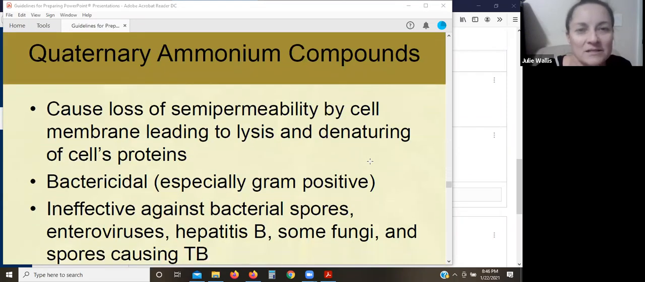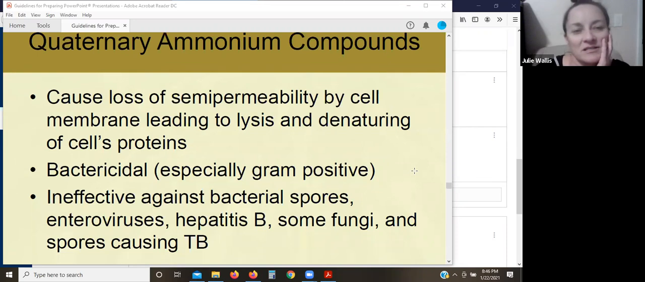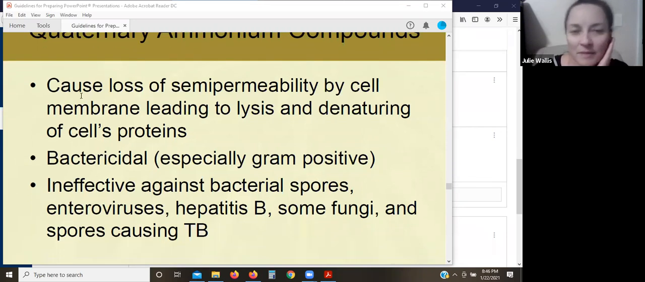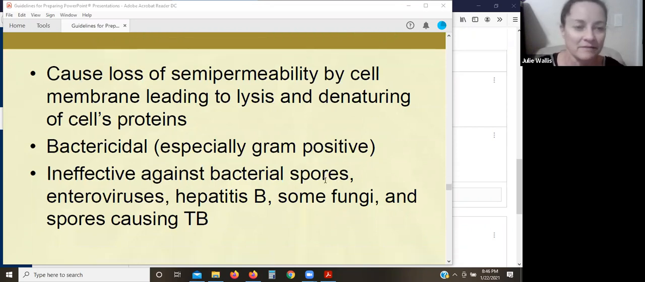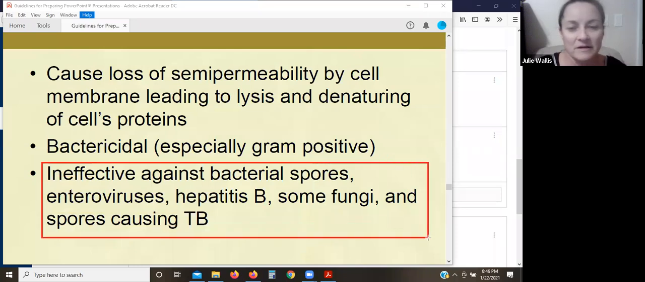And then quats are the abbreviation you may have heard if you've heard of quats, quaternary ammonium compounds. These cause loss of semipermeability in the cell membrane that leads to lysis. And these are bactericidal, especially gram-positive. We all know gram-positive are more susceptible to antimicrobials than gram-negative. It is not effective against bacterial spores, enteroviruses, hepatitis B, some fungi, and spores that cause tuberculosis.